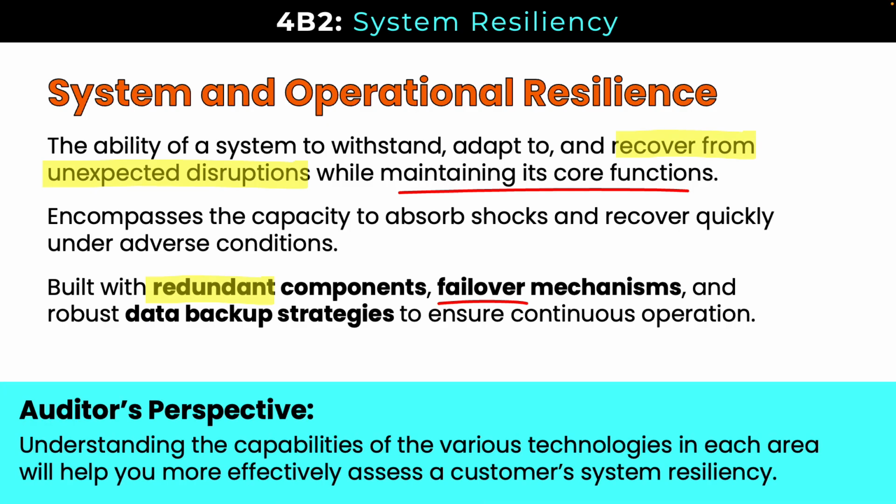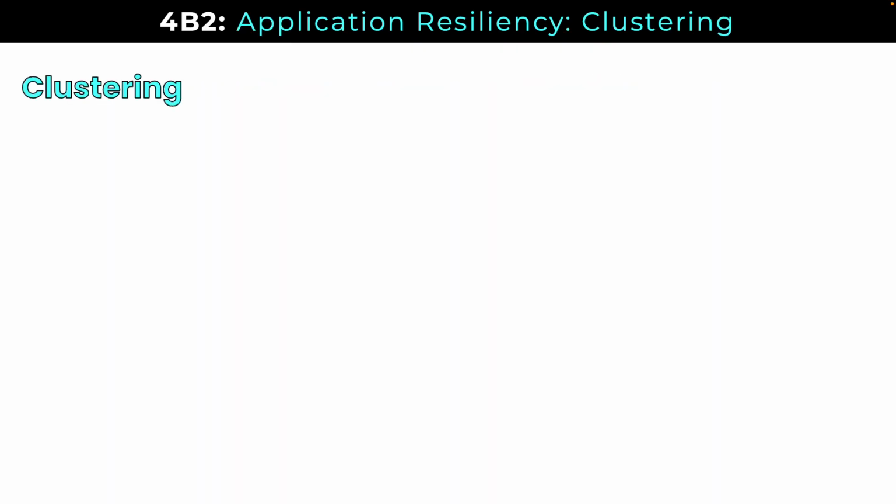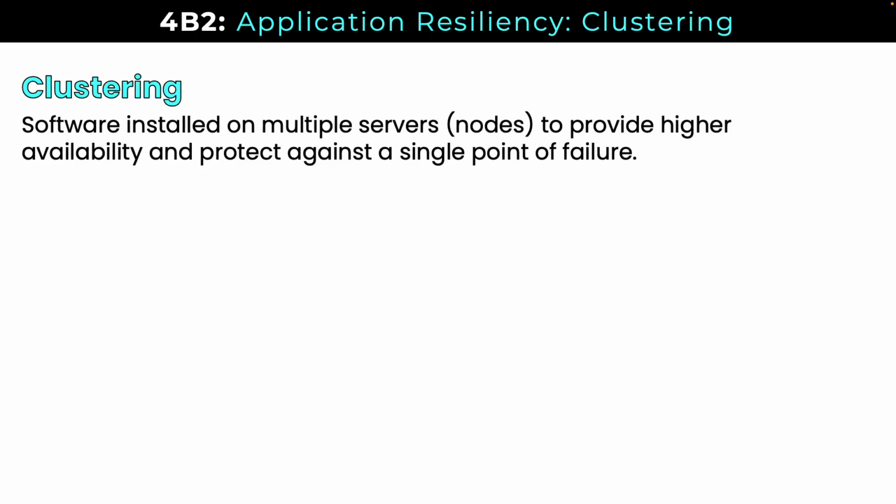So as an auditor, understanding the capabilities of the various technologies in each area will help you more effectively assess the customer's system resiliency. Similar to that example I talked about in 4A, if you know nothing about a nuclear reactor, assessing resilience around a nuclear reactor will be very difficult for you. So when we talk about system resiliency, concepts like clustering, for example, you have to understand the basics to competently assess the impact to resilience for the business. So clustering, for example, is software installed on multiple servers, or nodes we call them sometimes, to provide higher availability and protect against a single point of failure.